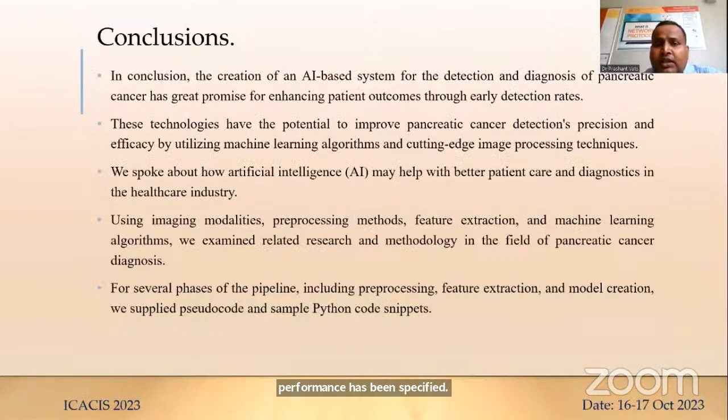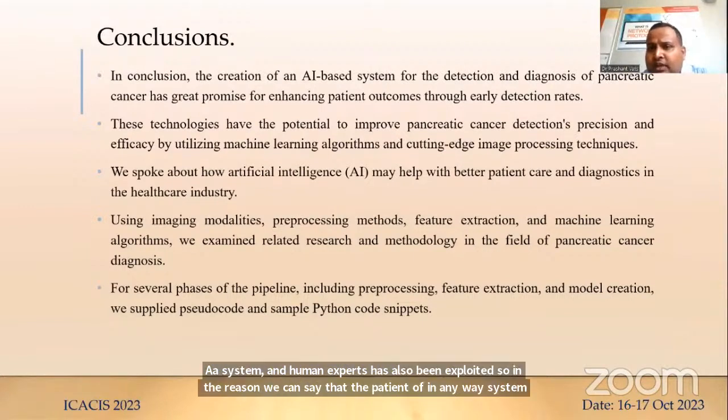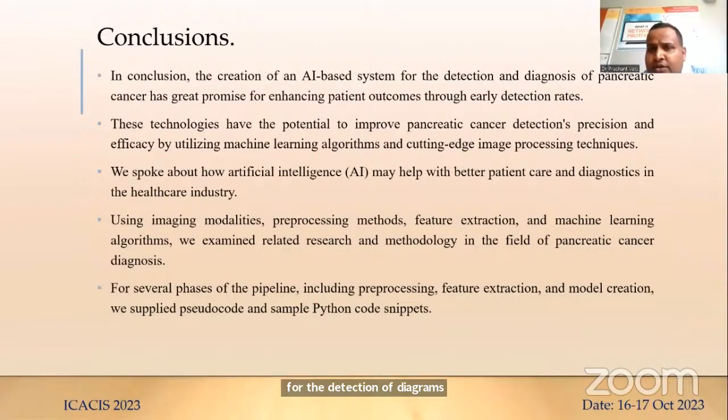So in conclusion, we can say that the creation of an AI-based system for the diagnosis of pancreatic cancer has a greater promise for enhancing patient outcomes with early detection rates. So these technologies have the potential not only to improve pancreatic cancer detection precision and efficiency by utilizing the machine algorithm, but they also provide cutting edge image processing techniques. So in this, we have talked about how the AI can be helpful to provide better patient care and diagnostics in the healthcare industry.